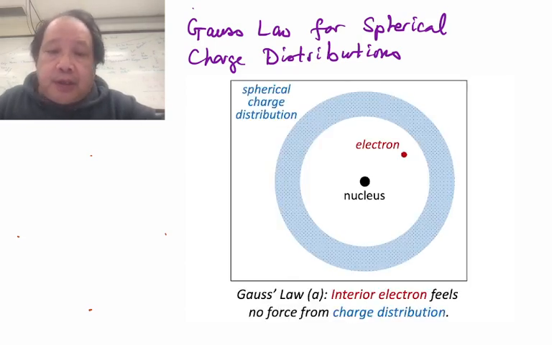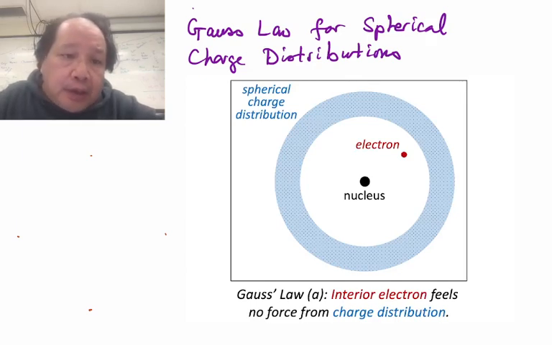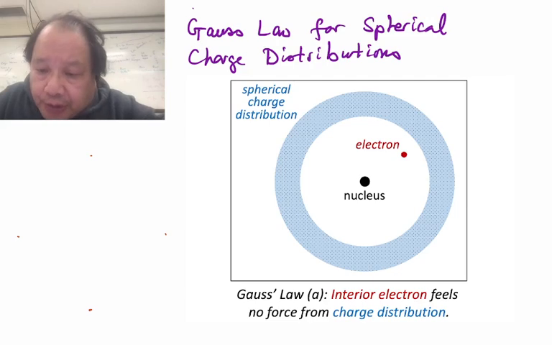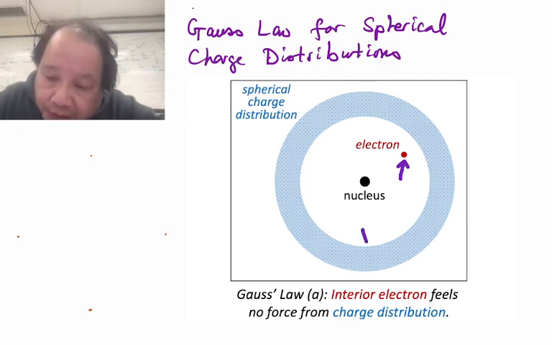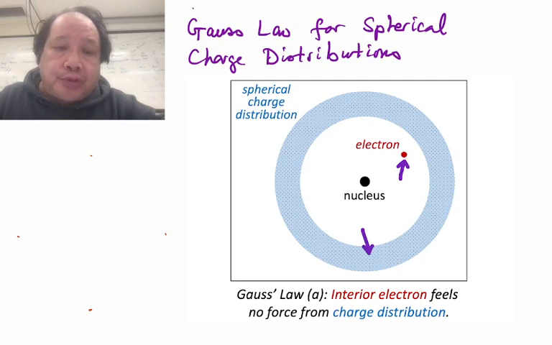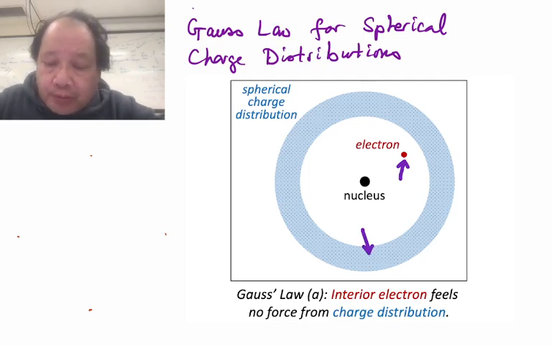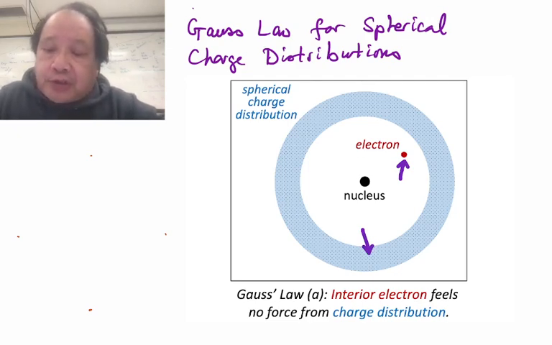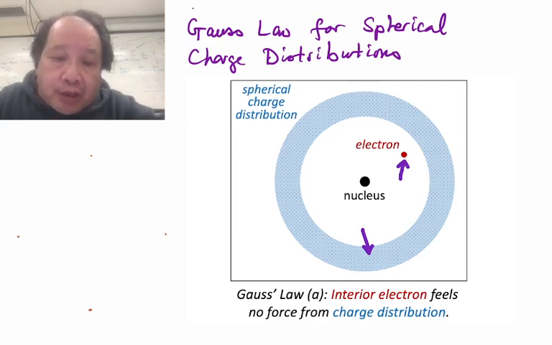The first part is if you've got an interior electron. So here's my interior electron. It has around it an exterior charge distribution shown in blue. The first part of Gauss's law says that the interior electron feels no force from the exterior charge distribution.